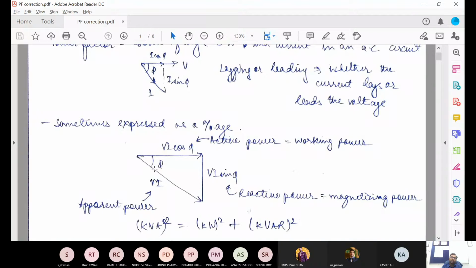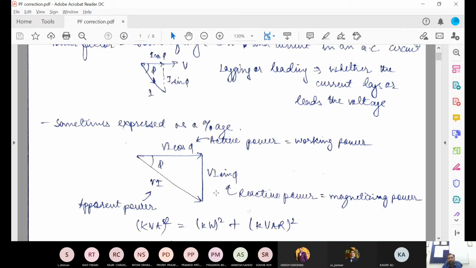So that's why if you have Vi along this direction, then the cosine of this, Vi cos phi, is what is the active power or the working power. And the perpendicular one, Vi sin phi, is the reactive power, also known as the magnetizing power, because this is needed for setting up the magnetic field in an electromagnetic circuit.